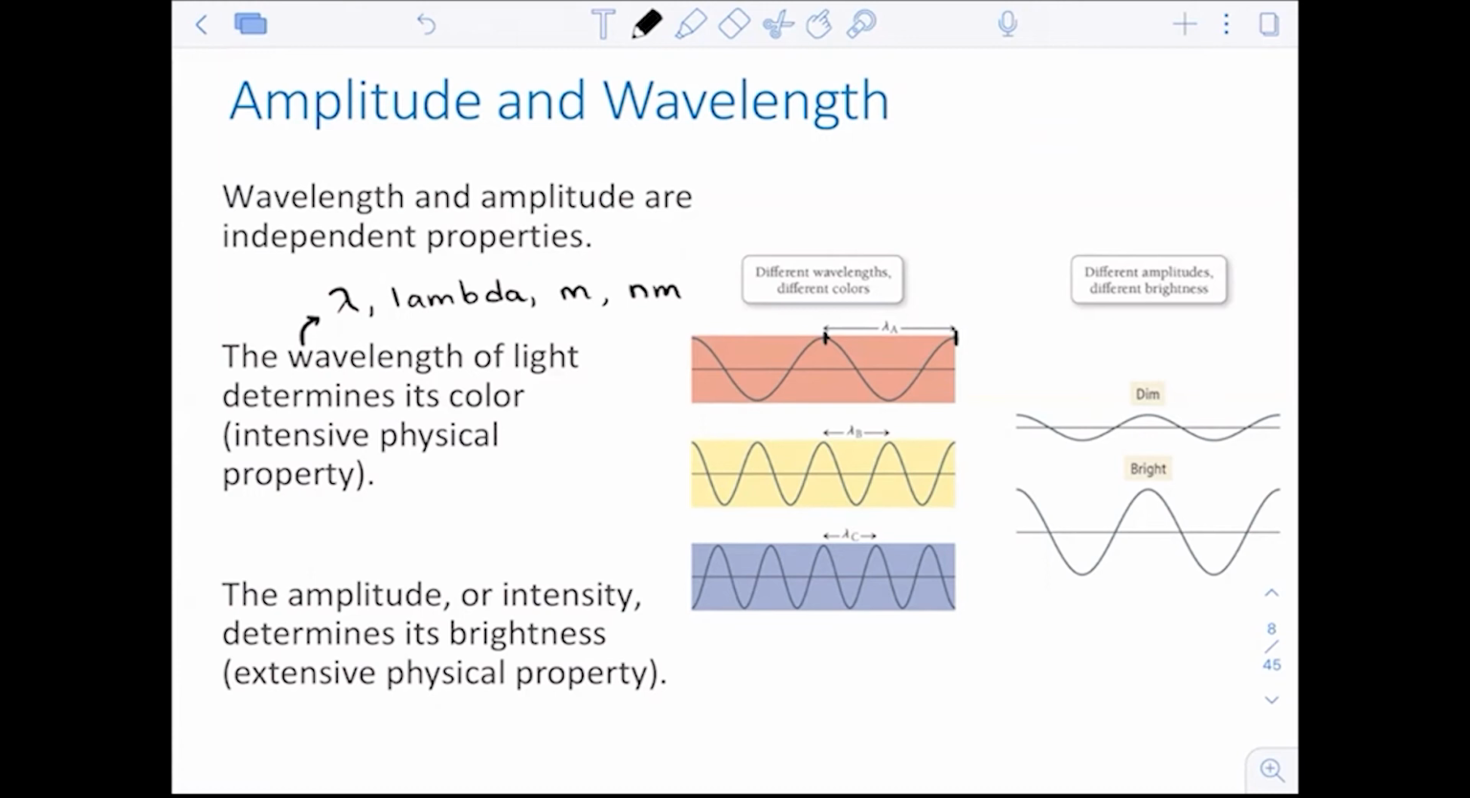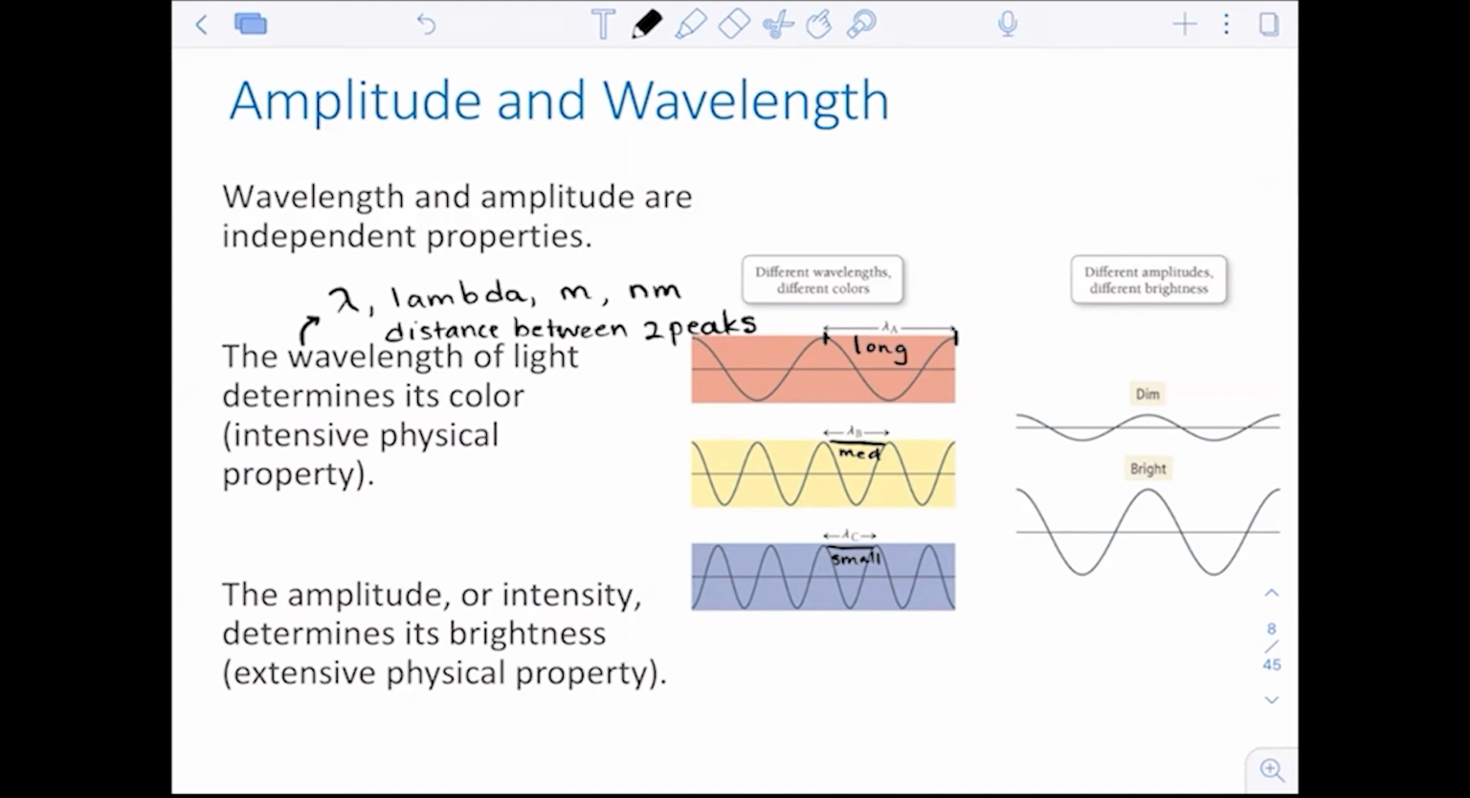Now, it's the actual distance between two peaks, or you can think about one oscillation, right? So what we see is this red one has a long wavelength. This one has a medium wavelength, and this one, the blue one, is a little bit smaller, a small wavelength. So we can call them long or large. We can call them small or short. All of those are very accurate, because they are distance descriptions.